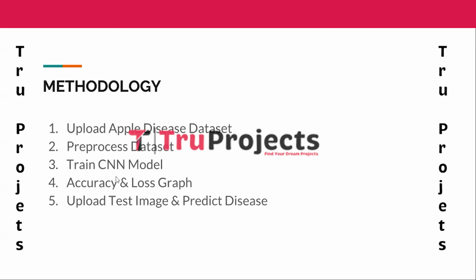And the second module is pre-process the dataset. This module involves pre-processing the dataset before training the model. Data augmentation techniques are applied to augment the dataset by creating variations of the existing images, which help in improving the model's ability to generalize.